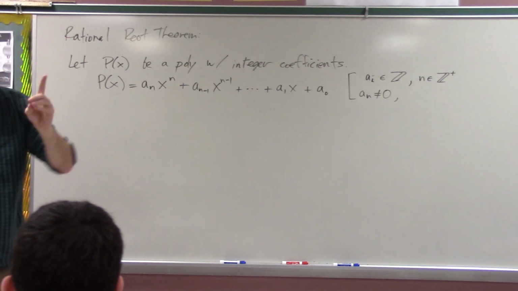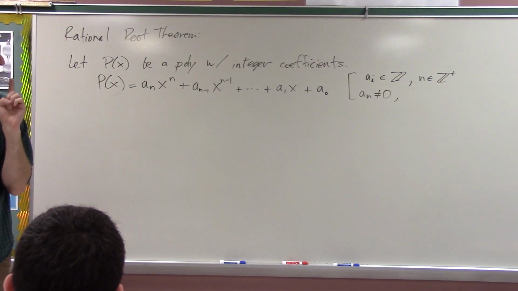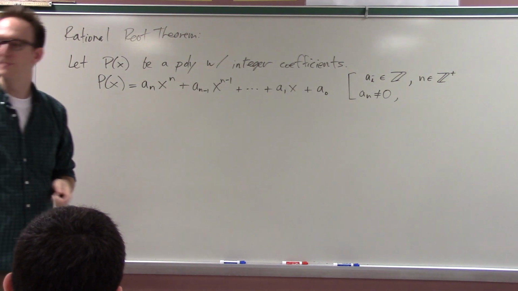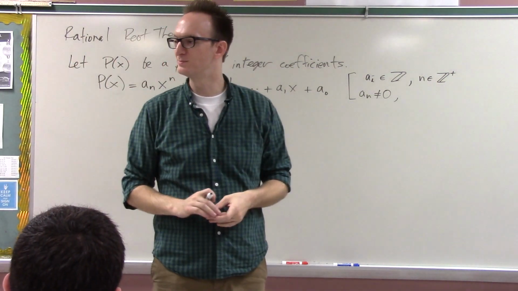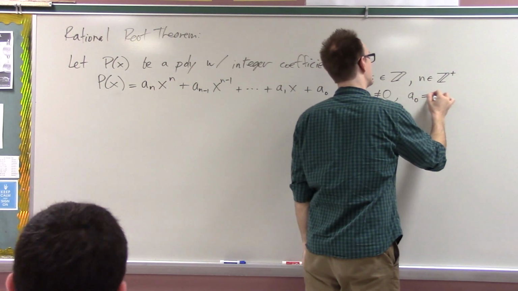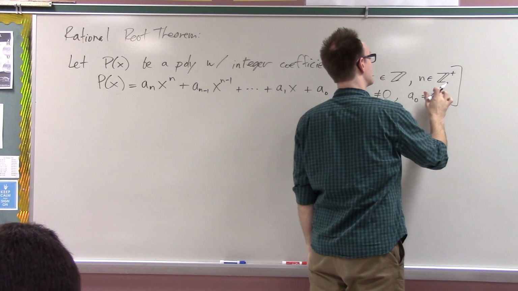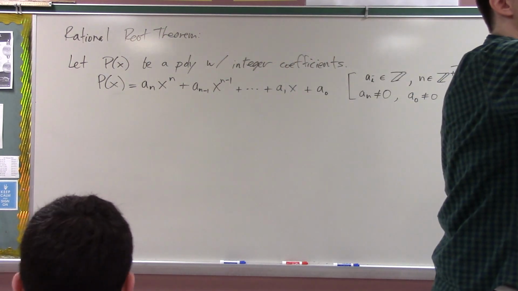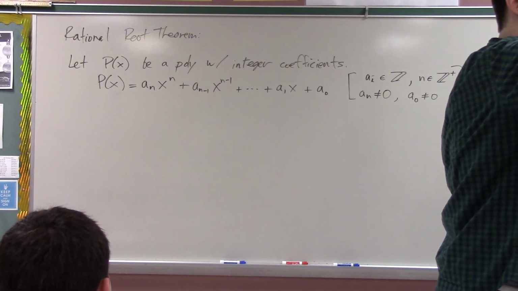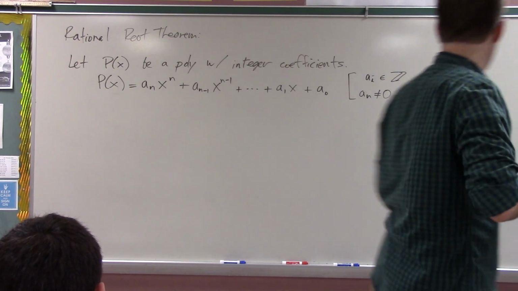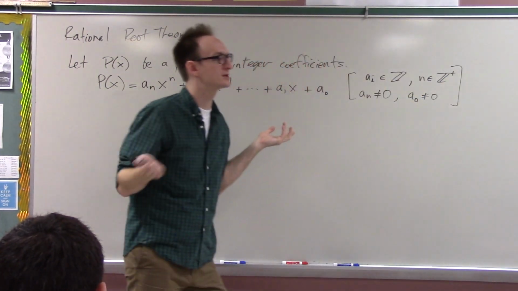Okay, and then there's one more trick. What else would be sort of silly? A sub 0 can't be 0. We don't want this to be 0 either, because this whole theorem is about the numerator of the root being a factor of the constant term. If there's no constant term, then this whole thing is just stupid.